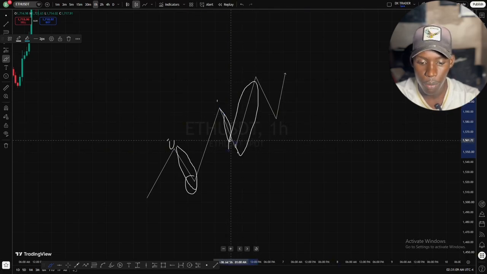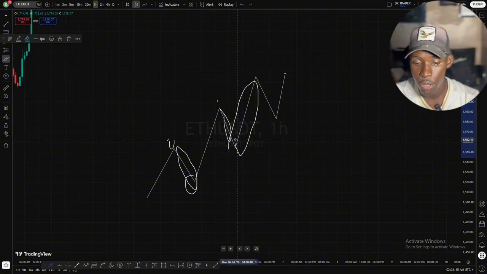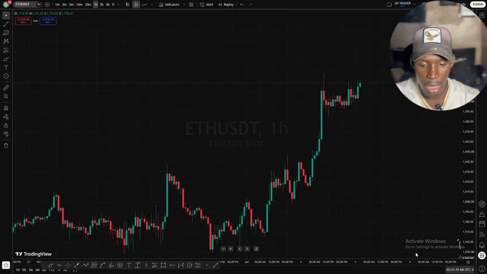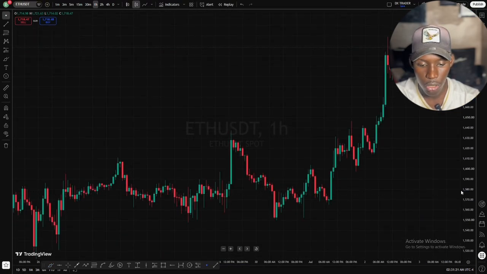Now we have two types of movement. We have the impulsive and we have the corrections. So now this is the correction, or the pullback, and this was the impulsive move. Now let's head into the chart so that I can show you how it usually comes in the chart.